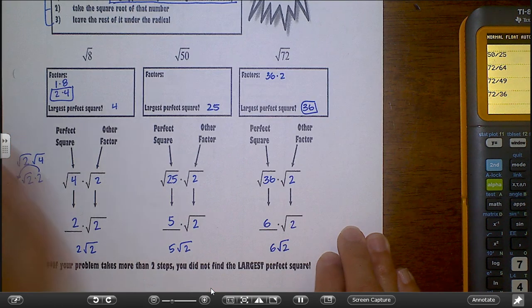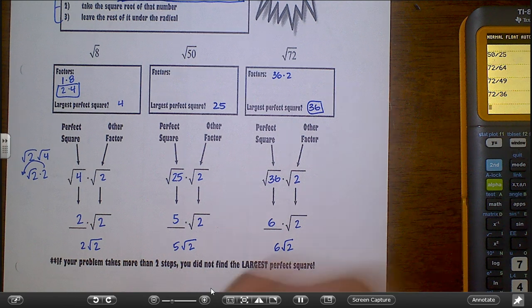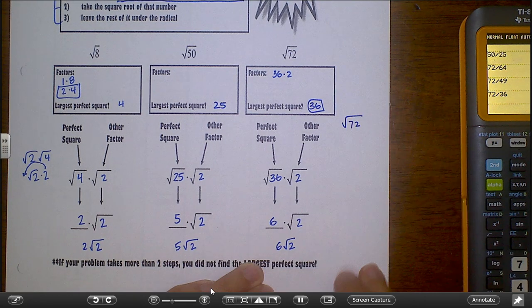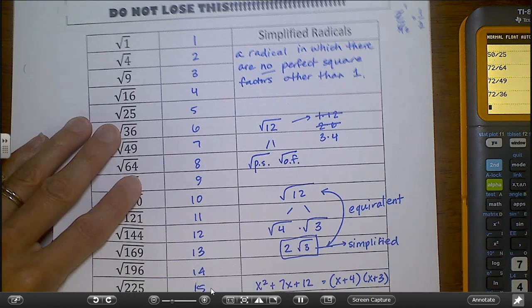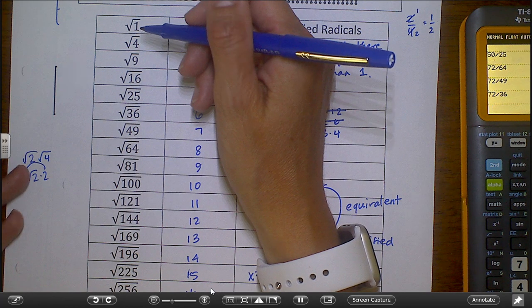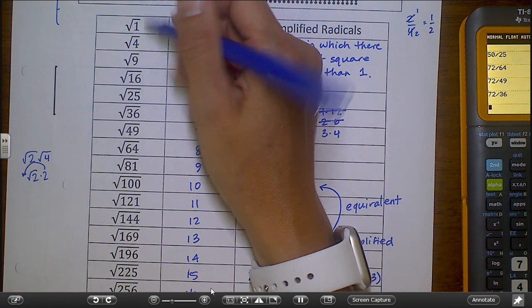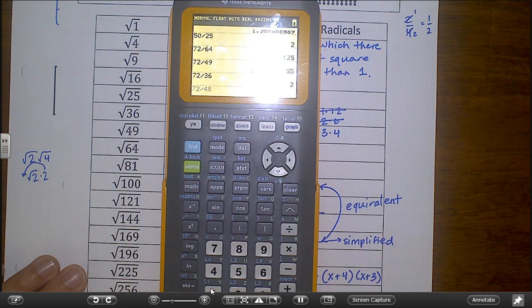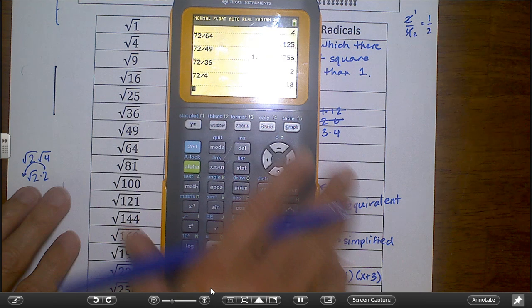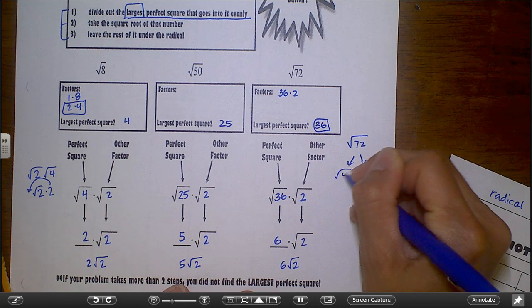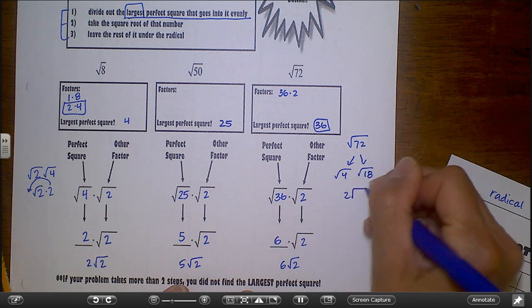All right, but like I said, on this one, you can really see the reason for trying to find the largest perfect square. So if I look at 72, let's say I looked at this sheet here, and I started at the top. And I said, well, 1 obviously goes into it, but 72 times 1 doesn't do me any good. And so I try 4, and I get 18. And I'm like, oh, cool, I have a perfect square. So I'm going to say, well, 72 is the square root of 4 times the square root of 18. So I'm like, 2 rad 18, I'm done.